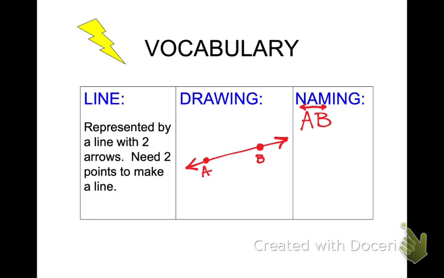Now order does not matter. So maybe over here you want to write down order doesn't matter for lines. Because I could also call that line BA.